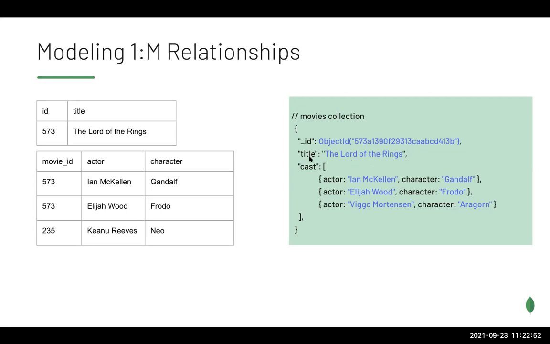So if we say, give me the information about the movie Lord of the Rings, we would get the movie and the cast information. But we could also say, in the movies collection, get me all of the movies that have the actor Ian McKellen, for example, and then we would get the Lord of the Rings and any other movies that he was a part of. So that's modeling one-to-one or one-to-many relationships in MongoDB.